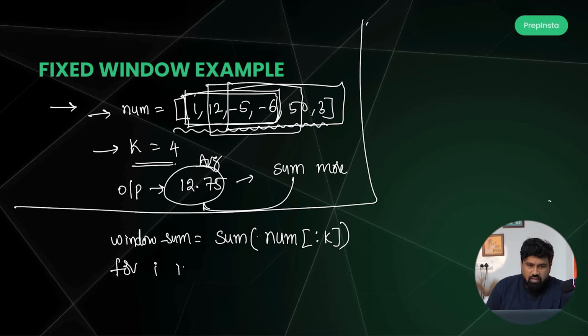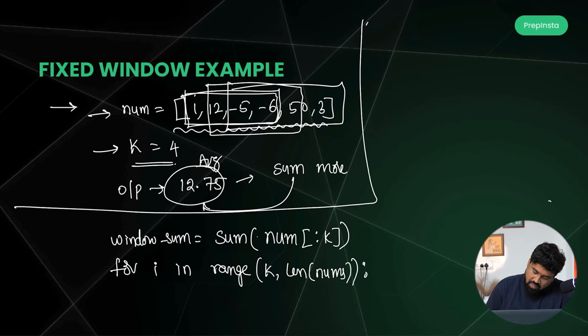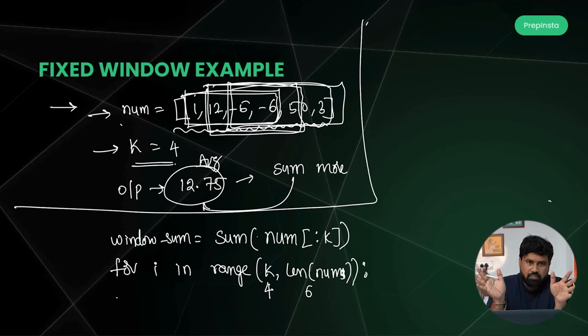For i in range k comma length of nums, where k value is 4 and nums is nothing but 1, 2, 3, 4, 5, 6, so length 6. So the i value will be 4 once and the i value will be 5 once, and it will run for only 2 times. Why? Because we have to move the window for only 2 times. The subarray things will be completed.